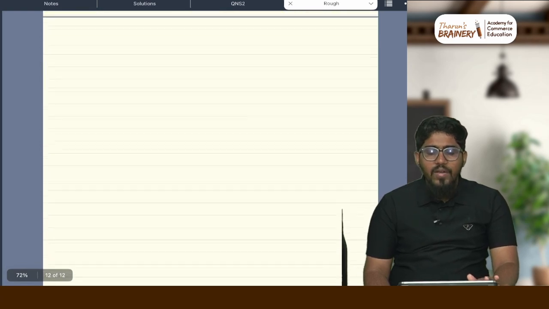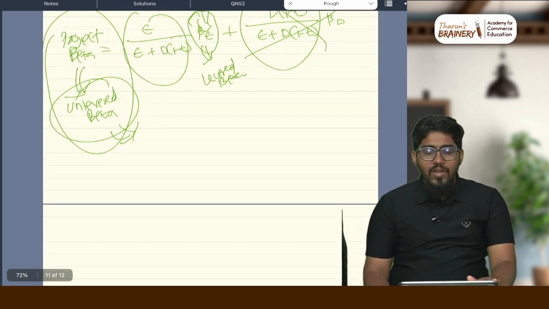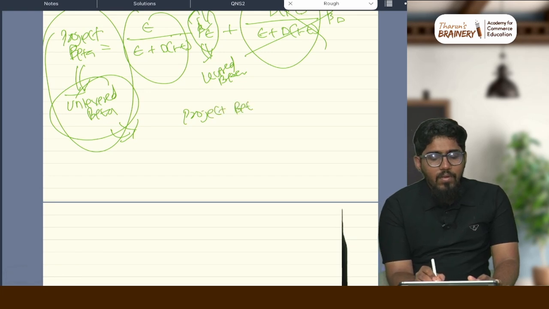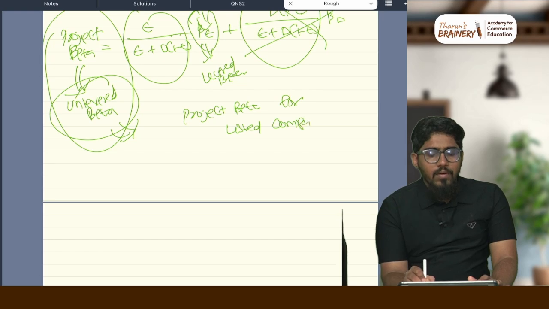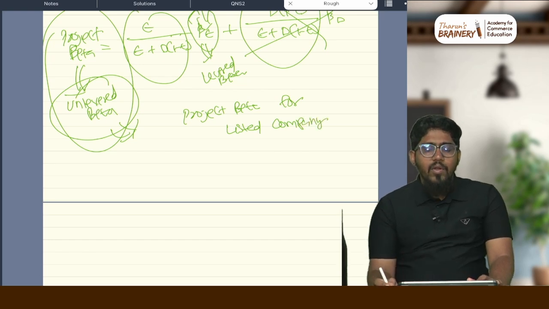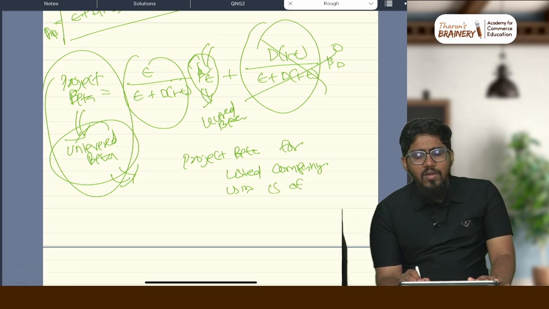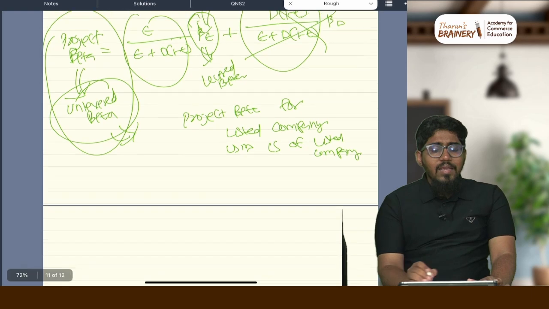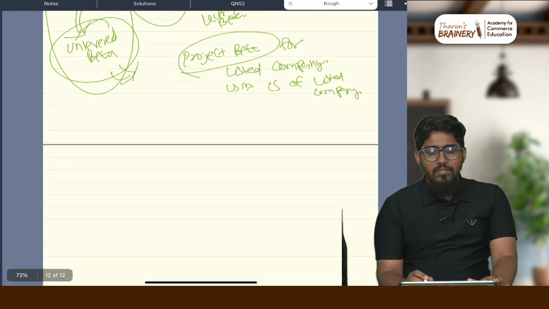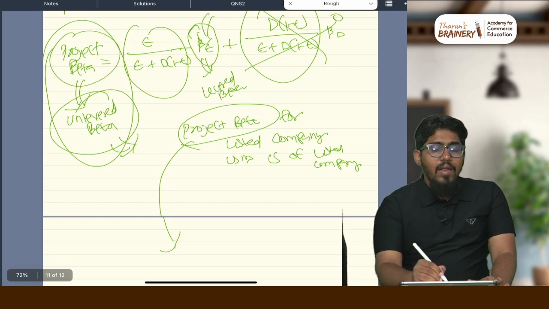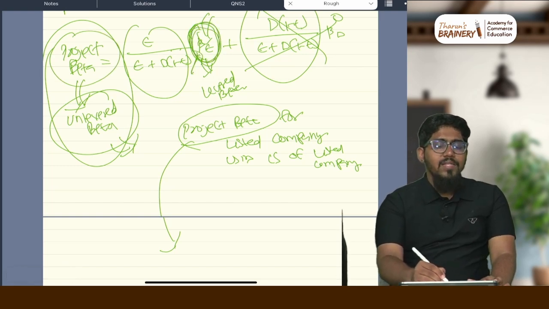For example, sir, how to find out beta of unlisted? First find out the project beta for the listed company using the capital structure of the listed company. Then equate this project beta here and find out this, because this itself you don't know, right? This itself you don't know.